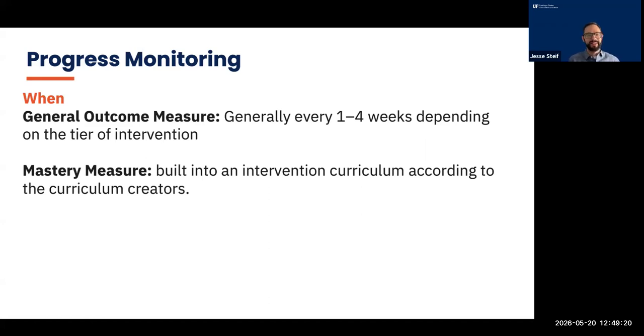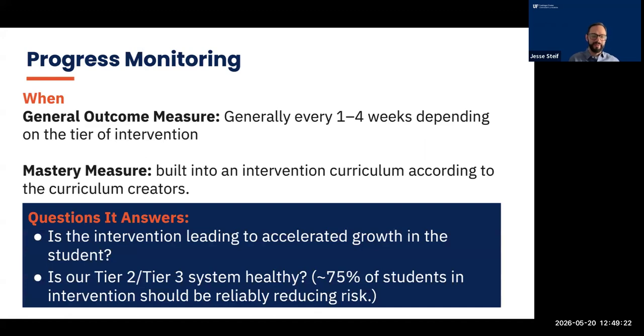Sometimes they're every 10 lessons, sometimes every five, sometimes every 15 lessons. So the question that progress monitoring assessments can answer is: is the intervention that we are implementing leading to accelerated growth in the student? Are they reliably reducing that risk for reading failure? That is the key important question that we want to know about students receiving intervention.